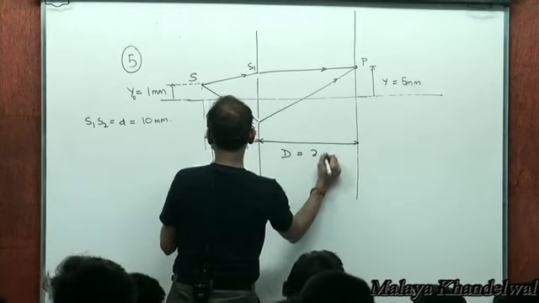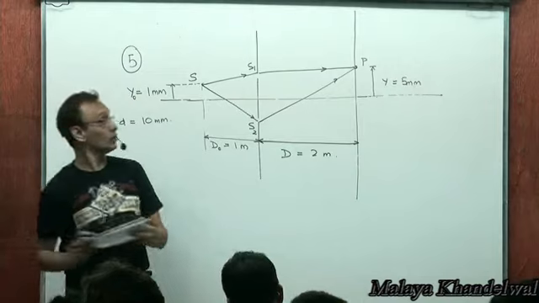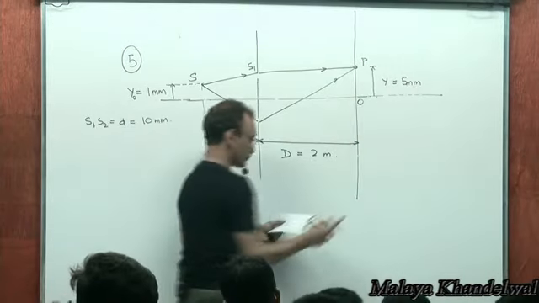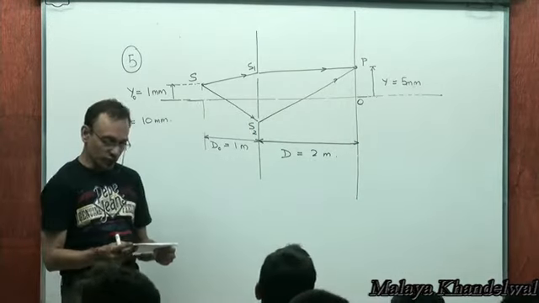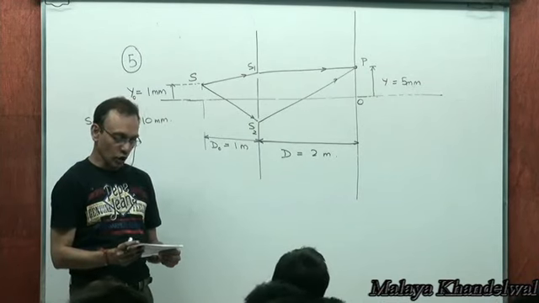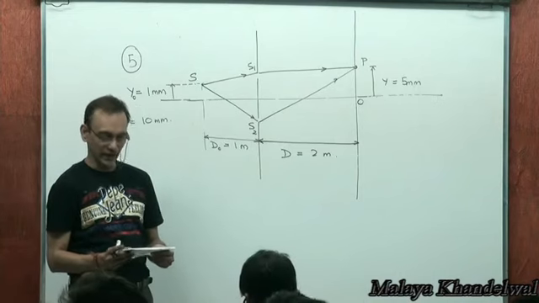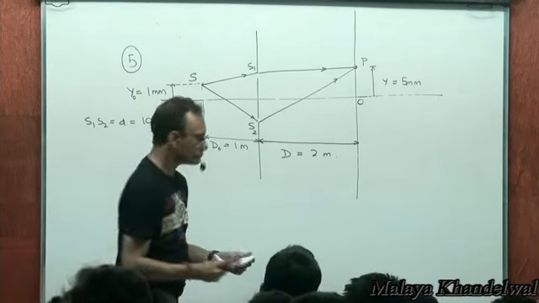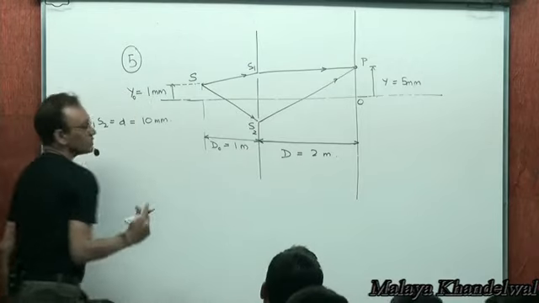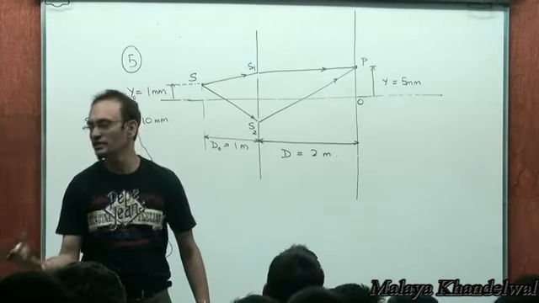Capital D is 2 meters. This is O. We want to find the nature and order of interference at P and at O. At P and at O. So, see, all that we need to do is path difference divided by lambda will give me the interference.